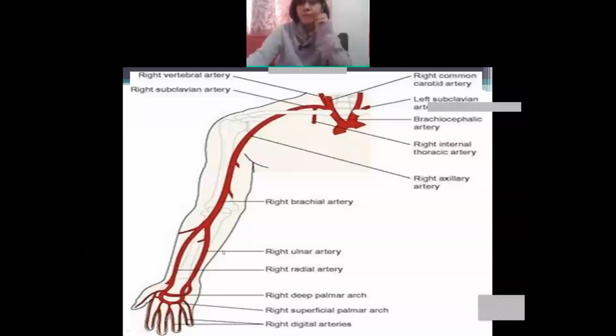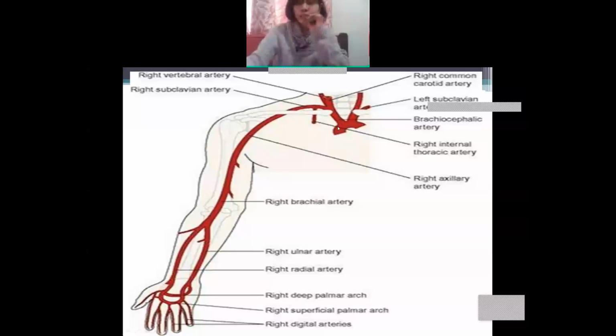This is the picture, this is the figure. You need to draw this in your copy. ये जो पिक्चर है तुम लोग को कॉपी में ड्रा करना पड़ेगा. I will send you this picture in the WhatsApp group. All this red color thing you can see in the picture, all these are known as the arteries.